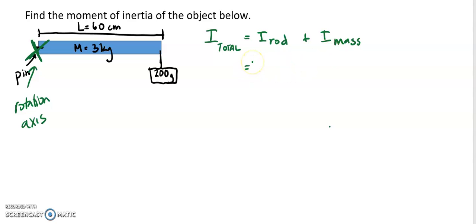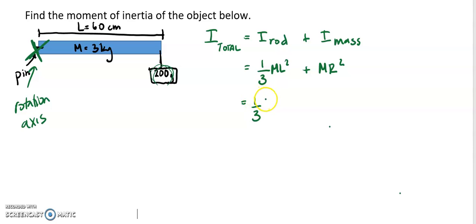Great. So now let's look at the rod. This rod is rotated about the end, so I can look at my handy dandy moment of inertia table. I know a rod rotated about the end is 1/3 ML squared. And the mass is going to be a point mass. So it's some little mass rotated some distance from a pivot point. So that's just going to be mr squared. Great. So now let me go ahead and plug everything in.